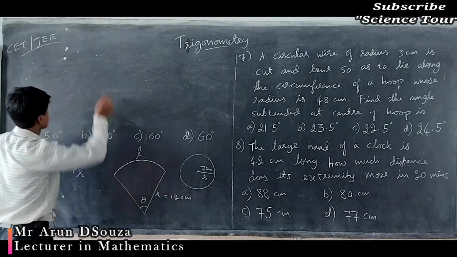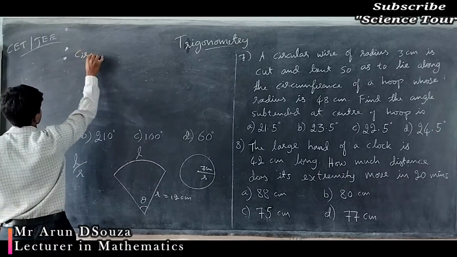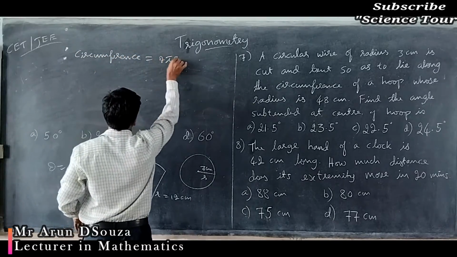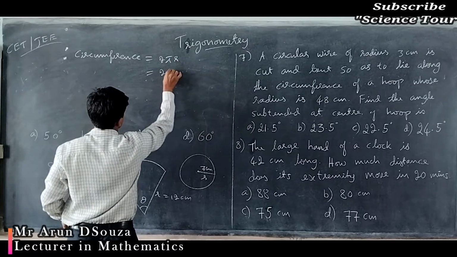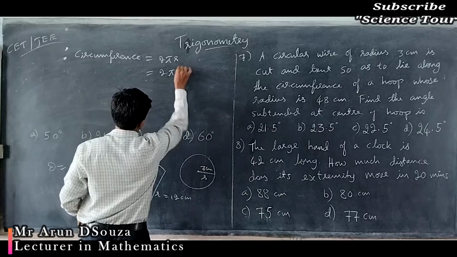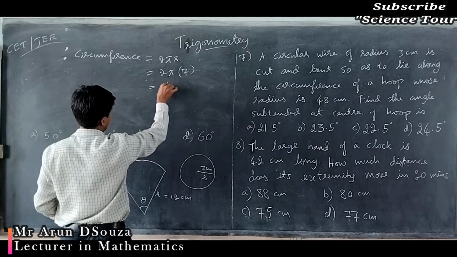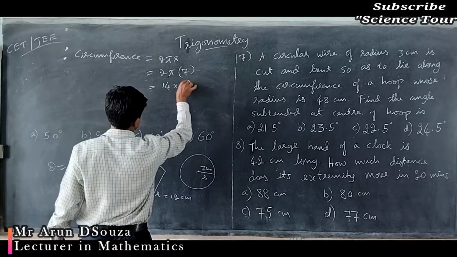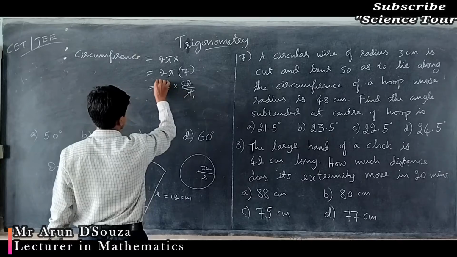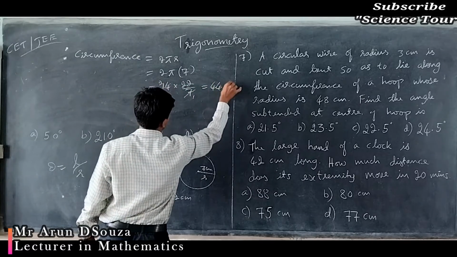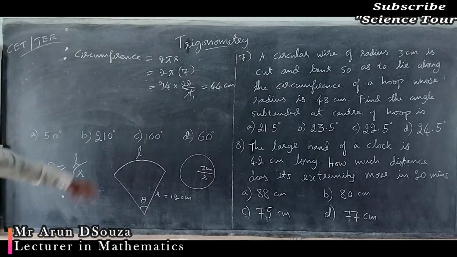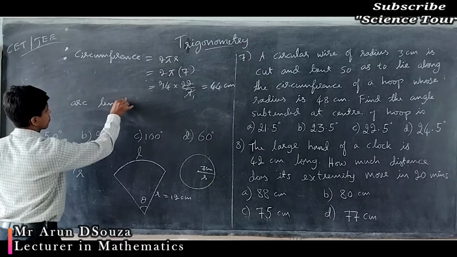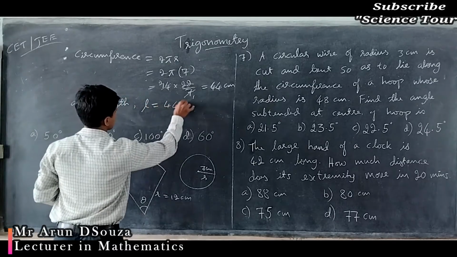So what am I finding? Circumference of the circle. That is 2 pi r, now 2 and then pi, and the radius is 7 centimeter. So that is 14 into pi, so that is 22 by 7. Therefore that is 44 centimeters. So 44 centimeter is the circumference, and that is the arc length. So L is 44 centimeter.